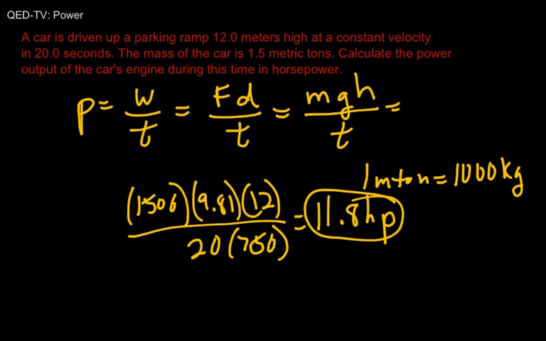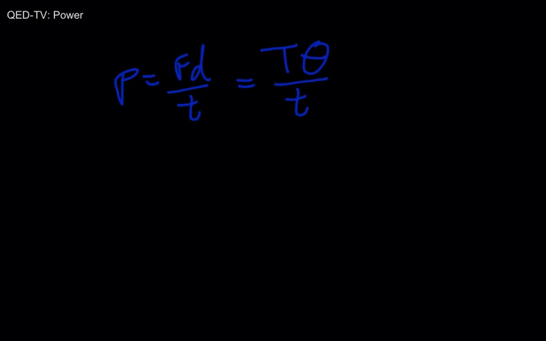Really, we can talk about power of a rotating object also. If power equals force times displacement over time, then we can put this into the rotational world also. The force in the rotational world corresponds to torque, and displacement in the rotational world would be angular displacement. That'd be theta. Of course, time is still the same thing. So that would be an equation we could use for the power of a rotating object.